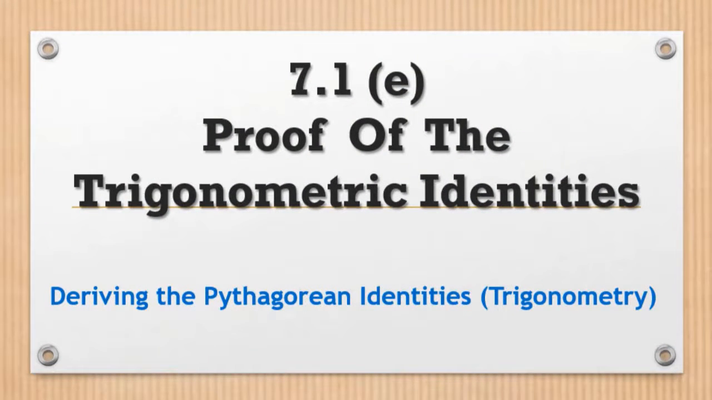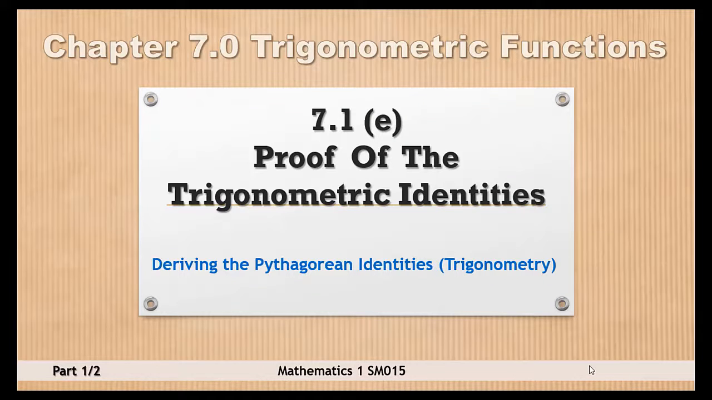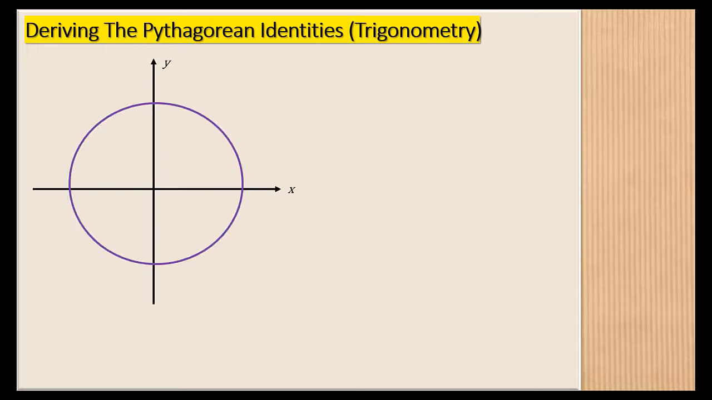In these videos, we are going to discuss the Pythagorean identities, which are probably the most important trigonometric identities. Let's start with the unit circle, and we have an angle theta and a point formed by that angle's cosine theta, sine theta that lies on the unit circle.